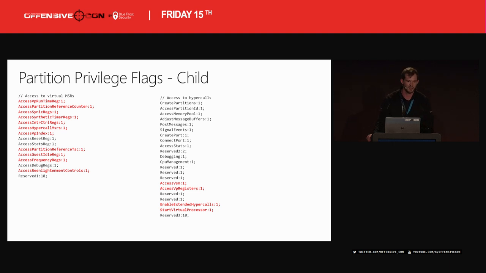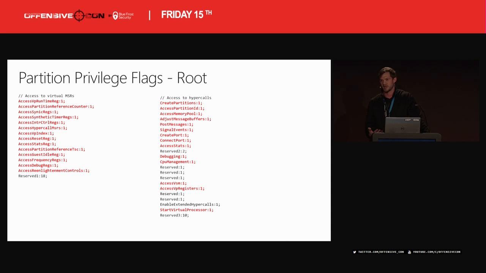To call out one here, though, you have your access hypercall MSRs, so that allows your guest to set up the hypercall page. But what's interesting, if you use the Hyper-V manager, you actually get 3 additional privileges. Using the Hyper-V manager, the VID is going to give you the post messages, signal events, and connect port. These are used in order to enable VMBus, so that interpartition communication, and for enlightenments to function.